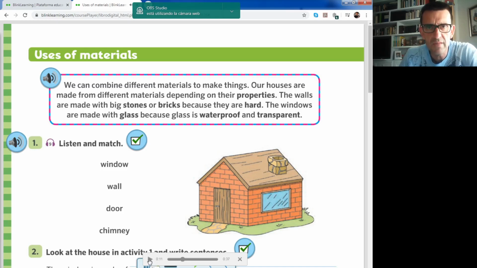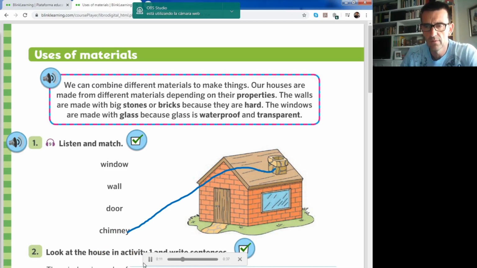This is the chimney and is made of stone. So now with a different color, you choose a color, for example blue, and with blue color you choose the chimney, the chimney made of stone, hecha de piedras.